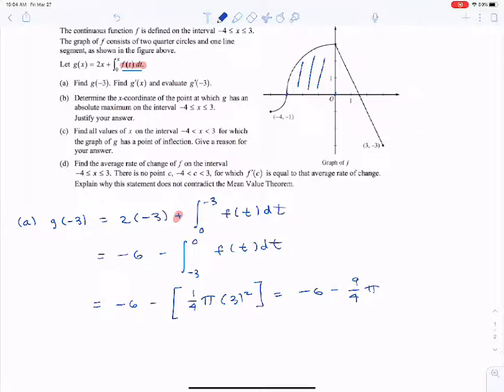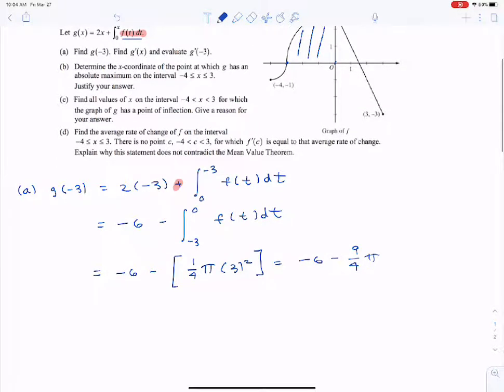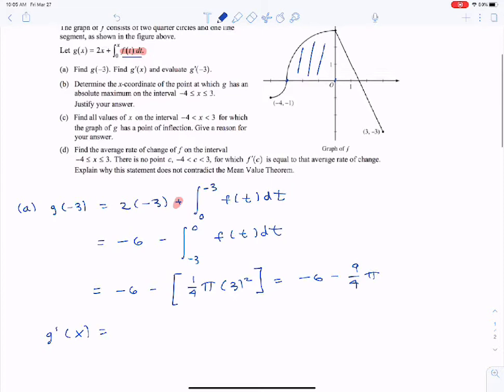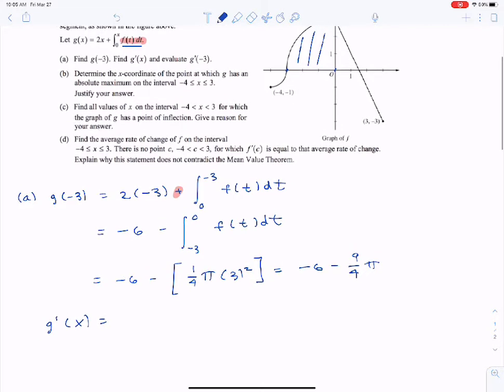Okay, let's keep on going then. The second part of A is asking us to find g prime of 3. In order to find g prime of 3, the first thing I'm going to find is g prime of x. So I'm going to take the derivative of our original function, of this.